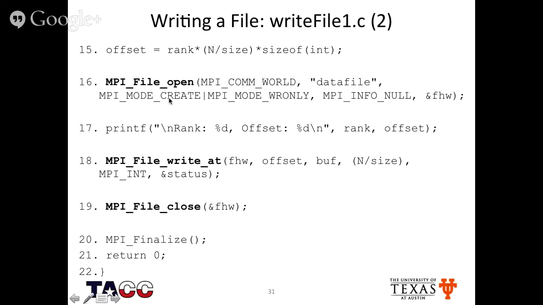And look at the mode in which I'm opening this file. I say MPI_MODE_CREATE pipe MPI_MODE_WRONLY. So first, if the file doesn't exist, I'll not run into an error. I'll have that file created, and then the write will occur from that point on. And I'm passing the default communicator MPI_COMM_WORLD as the argument, and data file is the name of the file I want to write to.